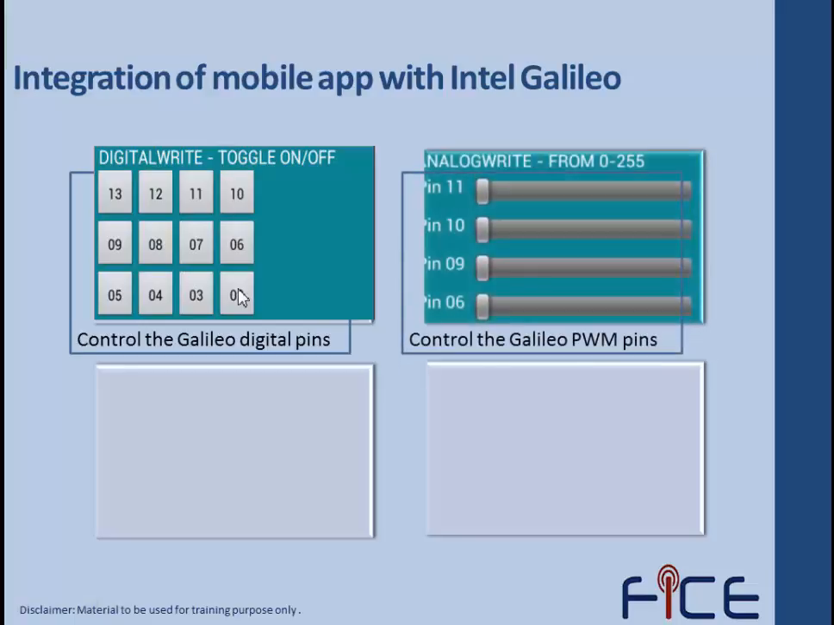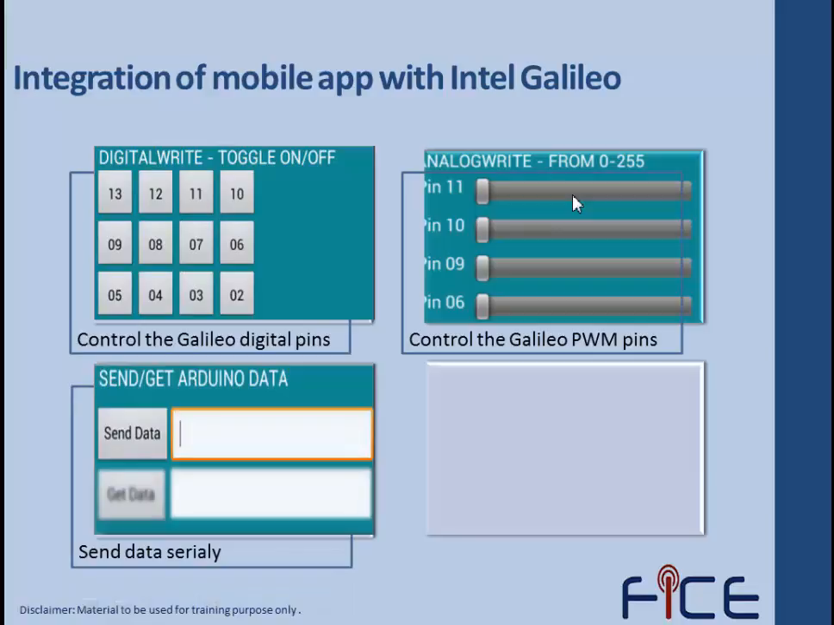If I connect any output device to one of the PWM pins to achieve PWM applications, like controlling the speed of a fan, controlling the speed of a motor, or controlling the intensity of a light, just by moving the cursor with respect to the pin, I can control the duty cycle of that particular pin.